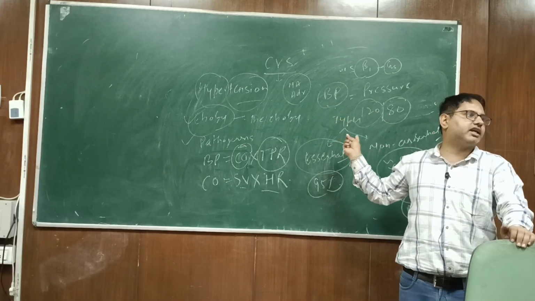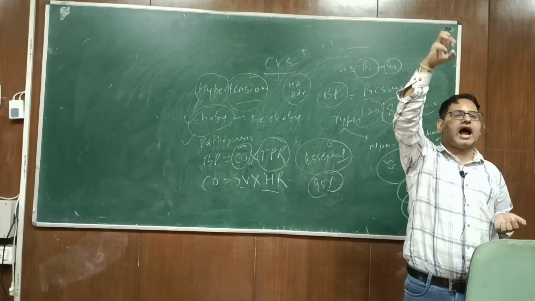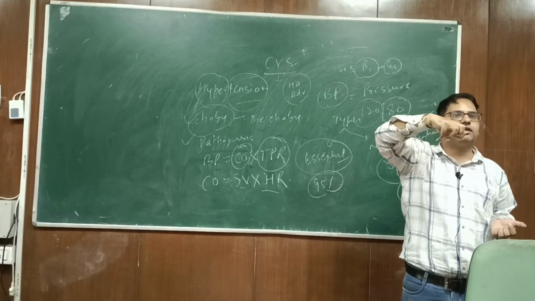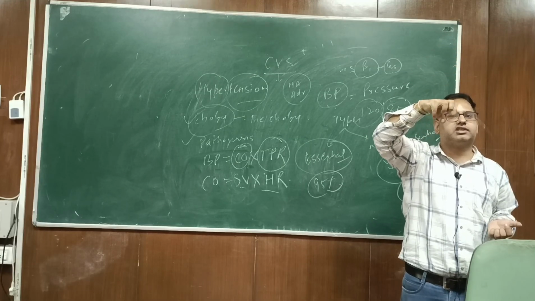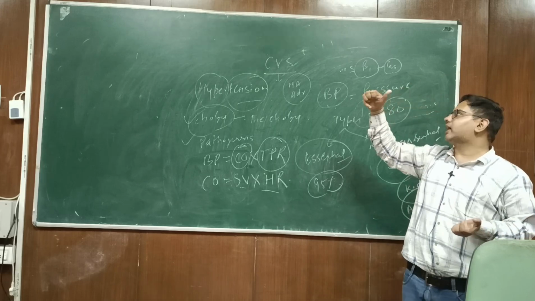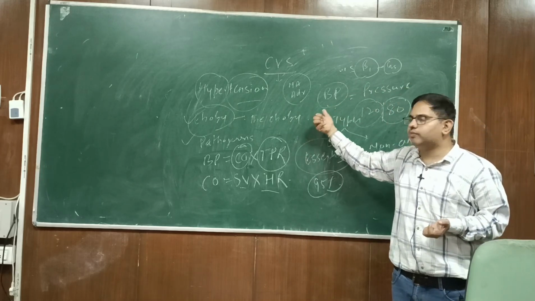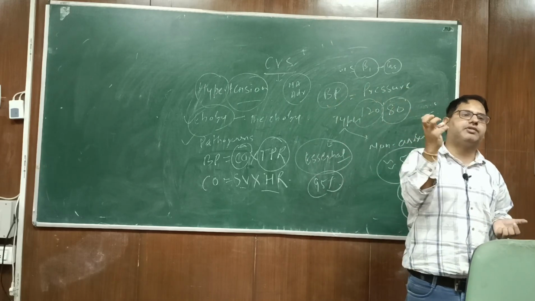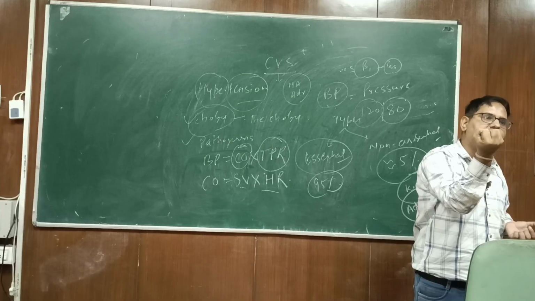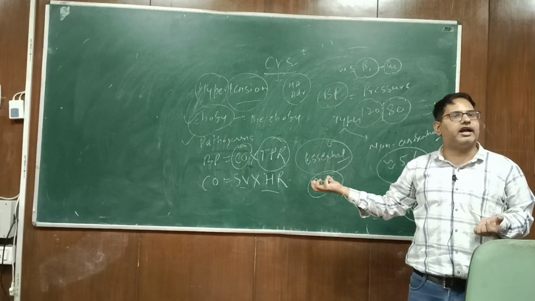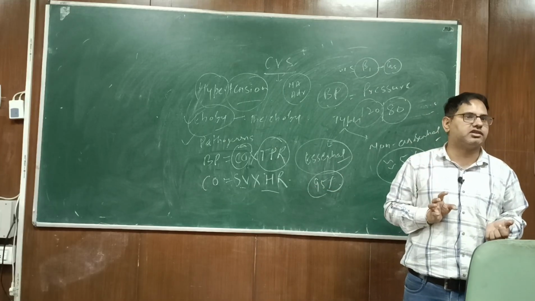So how is blood pressure increasing in this case? Adrenaline and noradrenaline are released by activation of the sympathetic nervous system. These act on beta 1 receptors, and beta 1 receptors result in contraction of the ventricle. More contraction of the ventricle means more cardiac output, resulting in an increase in blood pressure, right?